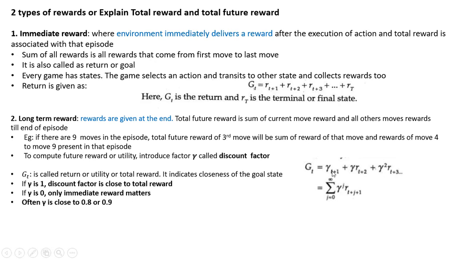Here I am using a term called gamma. Gamma is also called the discount factor. If gamma is 1, then it is the total reward. This can be asked: what is total reward? If gamma is 1, then it is a total reward. If gamma is 0, then it is an immediate reward. The gamma value normally is between 0.8 and 0.9.